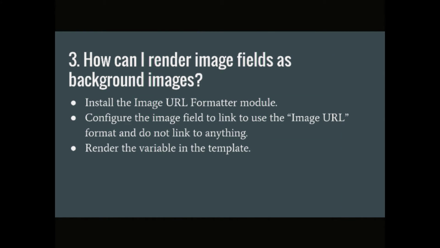Recipe number 3, again, this is about user entered content. How can I render image fields as background images? Step 1 is not strictly required, but that module, Image URL Formatter, will help you a lot. And then I have screenshots for the other two. You configure the image field to use the image URL format provided by the module in step 1, link to nothing, and render the variable.